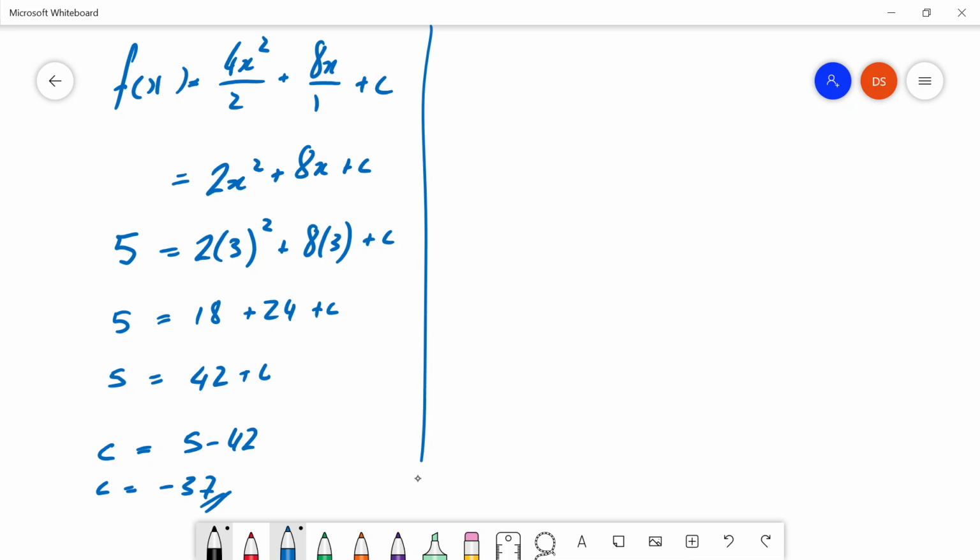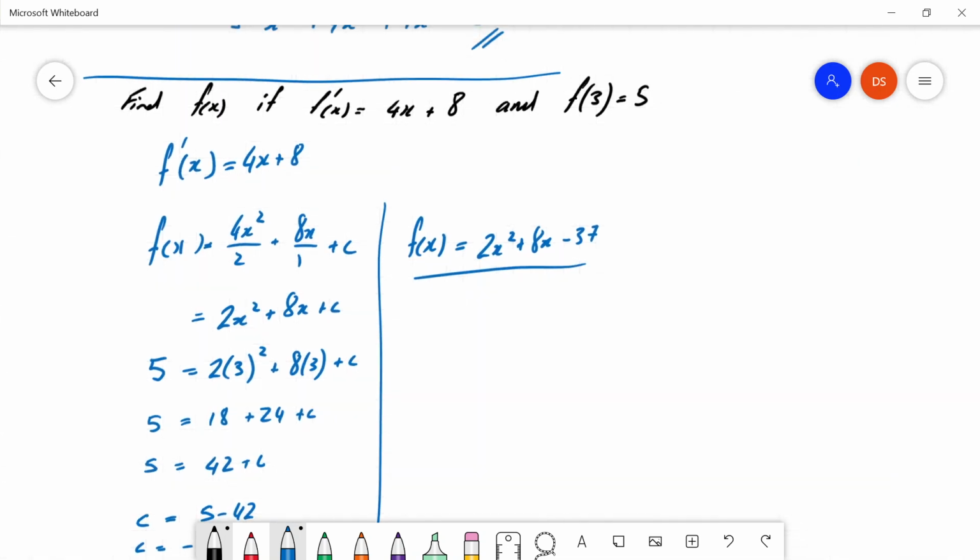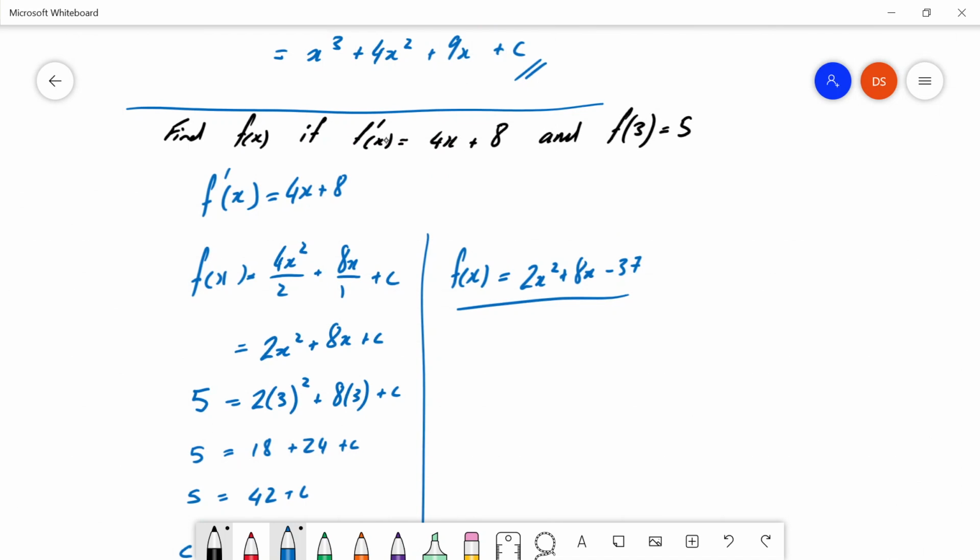So your function f of x is now equal to 2x squared plus 8x minus 37. And that is finding c. Typically you're asked to find c if you're given a question like this. If f prime of x is equal to something, and they give you a point on the curve, you can find f of x by substituting back.